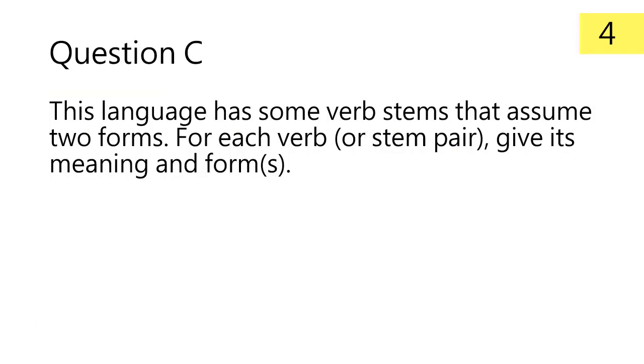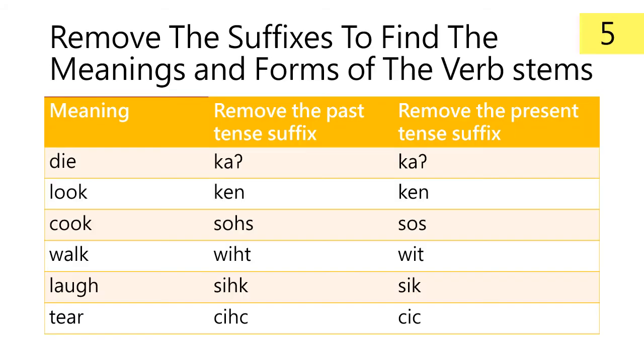Then, let's look at question C. It says, this language has some verb stems that assume 2 forms. For each verb or stem pair, give its meaning and forms. To find their forms, we remove the suffixes, so only the stems remain. And the results are shown in this table.